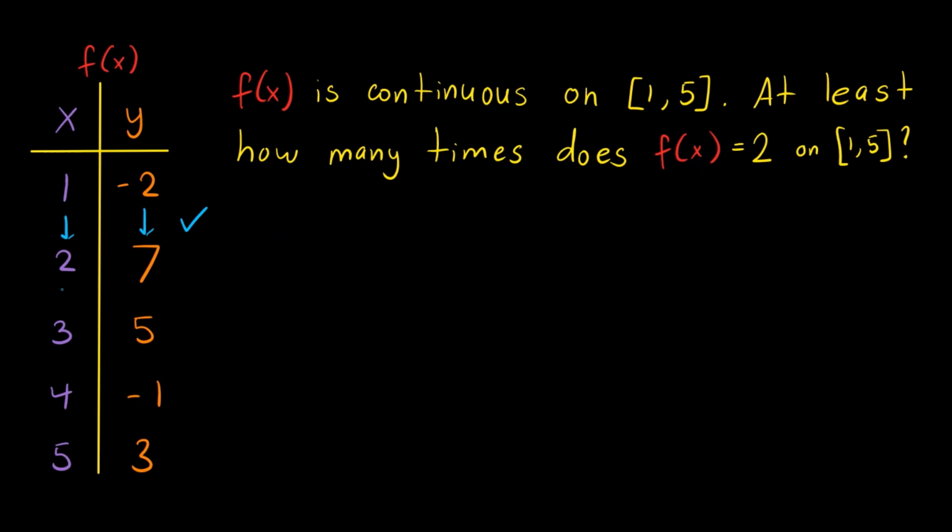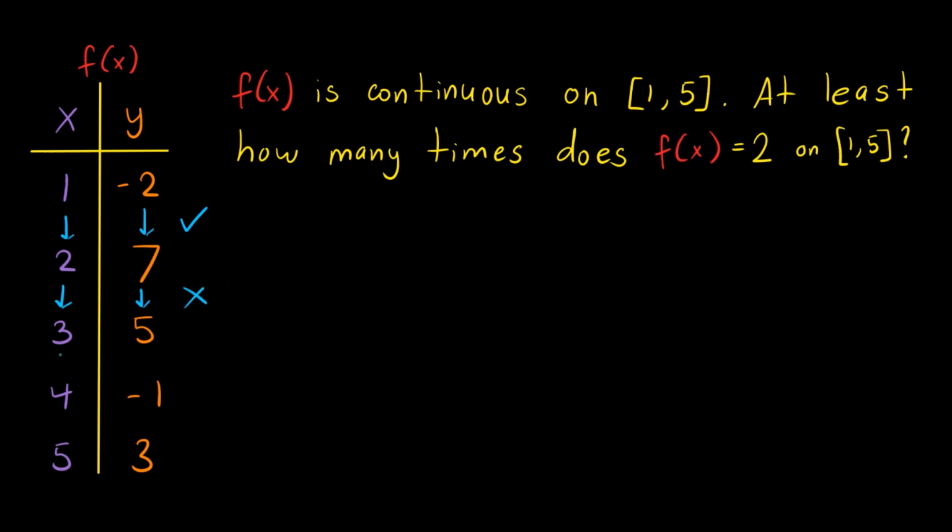When x goes from 2 to 3, y goes from 7 to 5. In this case, 2 is not between 7 and 5, so we cannot conclude that f of x passed through 2. It could very much be the case that f of x had a little dip or something that made it cross y equals 2, but just using the intermediate value theorem, we cannot say that for sure.